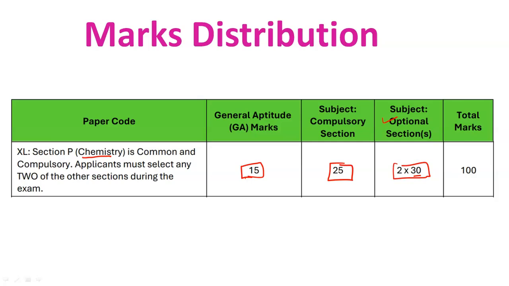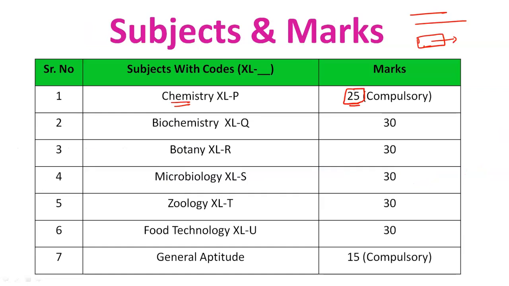with each subject having 30 marks, which will be equal to 60 marks. The total of all four, 15 marks for general aptitude, 25 marks for chemistry, and 60 marks for the two optional subjects given in the further slides, will constitute a total of 100 marks. Out of this 100 marks, your GATE score will be calculated based on how accurately you have attempted the questions. Now we will see what the optional subjects are that you can attempt.